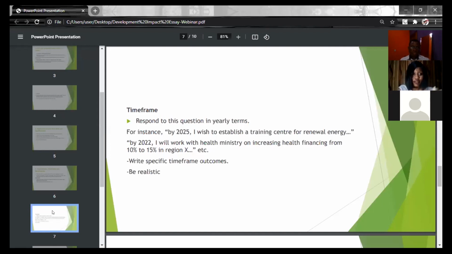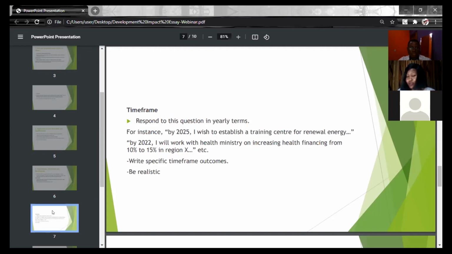So I gave an example here that says, for instance, by 2025, maybe I wish to have established a training center, or by 2022, I'll be working with the health ministry to increase this and that from 10% to 15% in a specific region. So write specific time frames. Do not just be abstract and say, okay, in 10 years' time I would have done this, I would have done that. Just show them, okay, for this outcome, this is the timeline that I've placed for it.